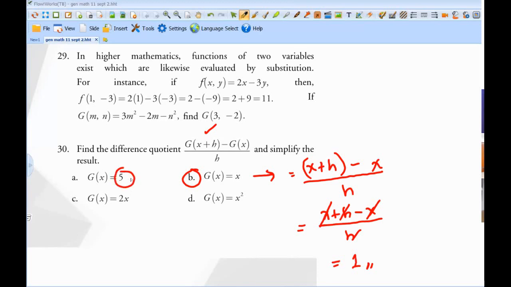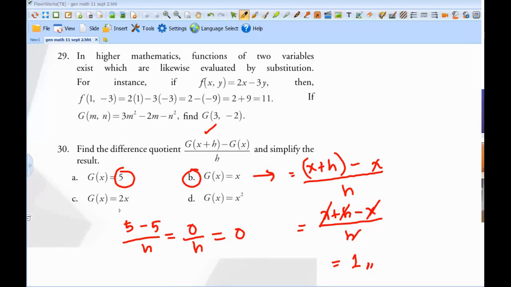So here, if it is 5, we don't have the value of x. So therefore, g of x is 5, there is no value of x, right? So therefore, you have 5 minus 5 over h. So 0 over h. So the value is 0. It's supposed to be, if it is 5 plus x, then you have to rectify.